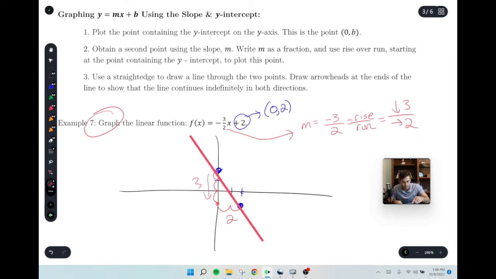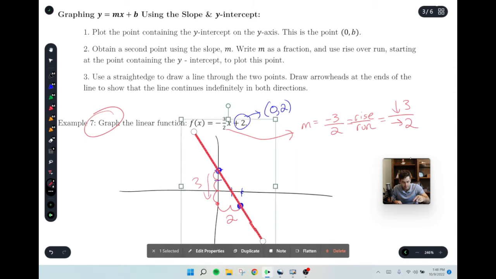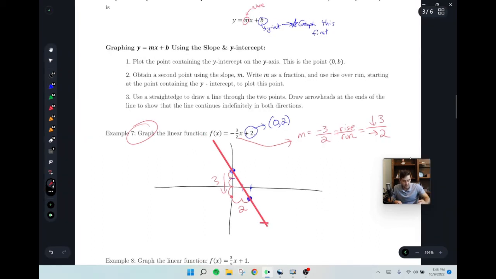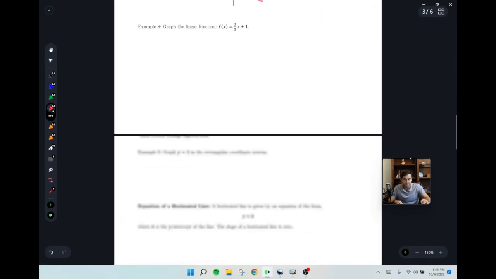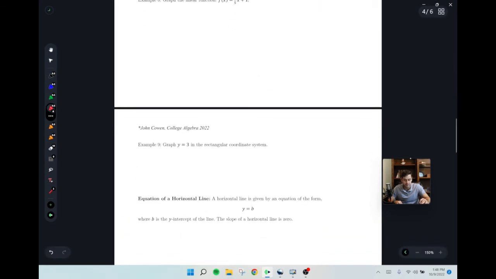All right? Not too crazy? Draw those arrows at the end of it so that we know it goes on forever. And you're a happy camper. That's graphing a line. All right?